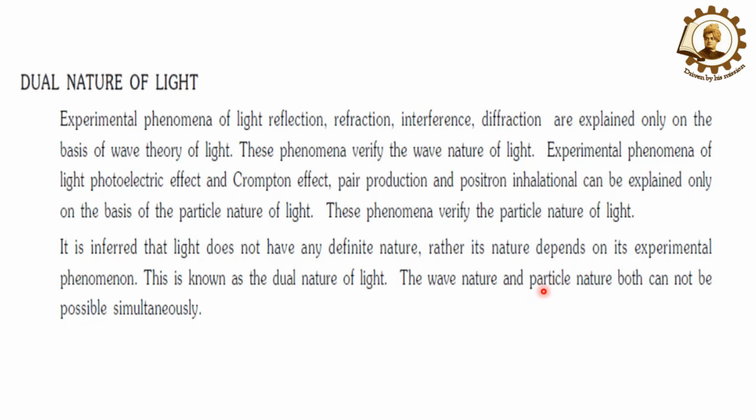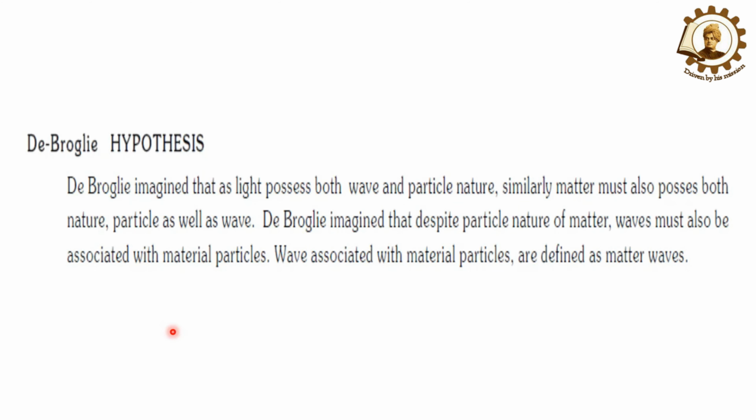So the wave nature and particle nature cannot both be observed simultaneously, but it depends upon which phenomena you want to know about. So taking this into consideration, de Broglie thought, why should we stick with only light? That means light, which is behaving as a wave and also as a particle, later on named as photon, why is it not so for other particles like electron or any other particles?